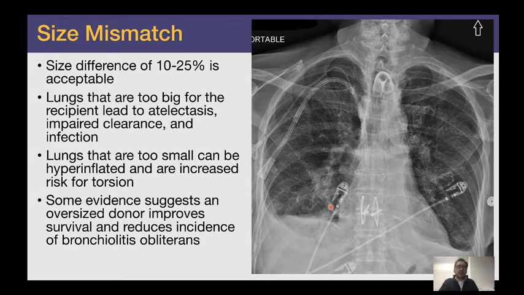What you don't want are lungs that are too big for the recipient, because that can lead to atelectasis, chronic atelectasis, which can cause impaired clearance of secretions and things like that, and repeated infection. Lungs that are too small are a little bit better than lungs that are too big, but if they're really too small, then they can be hyperinflated and they're at increased risk for torsion. Okay, but usually we don't see too small lungs. More frequently, I'd say we see lungs that are too big, and there's chronic atelectasis at the lung bases.